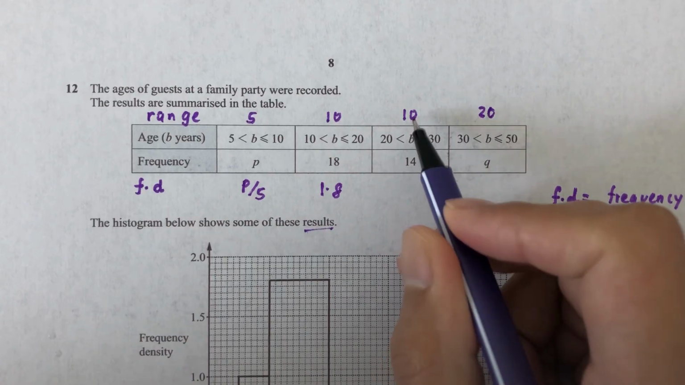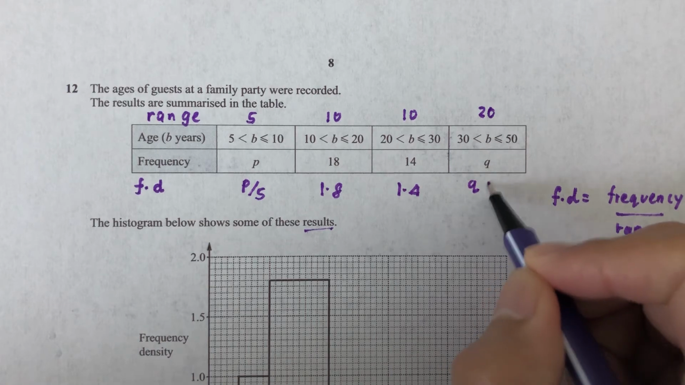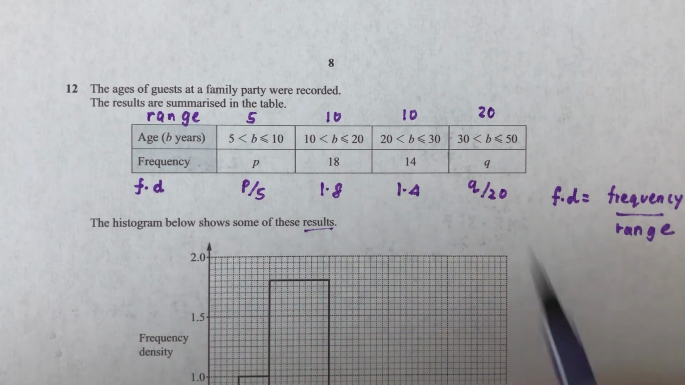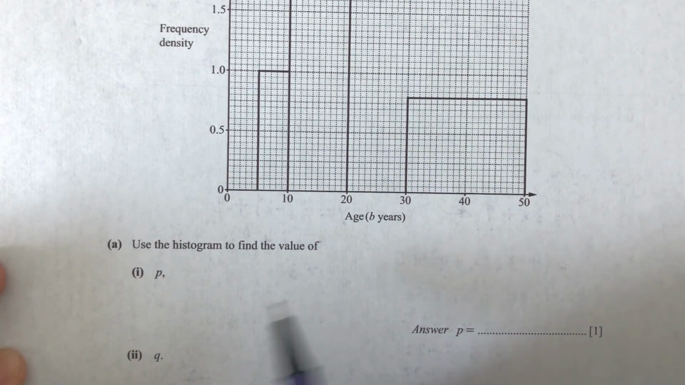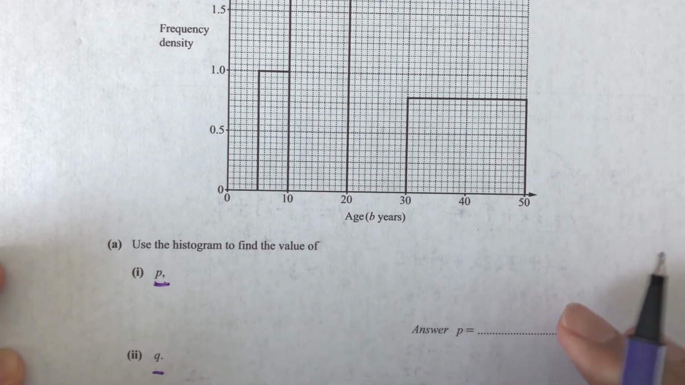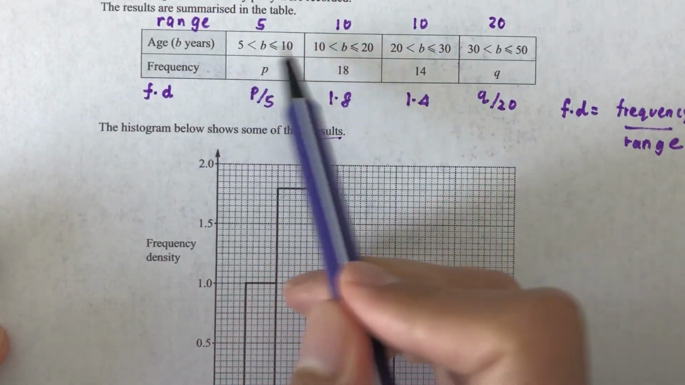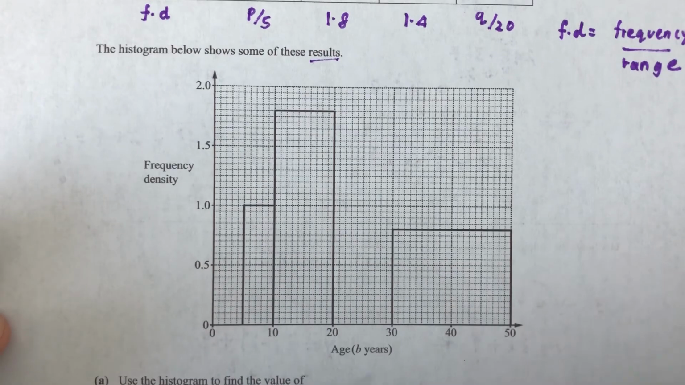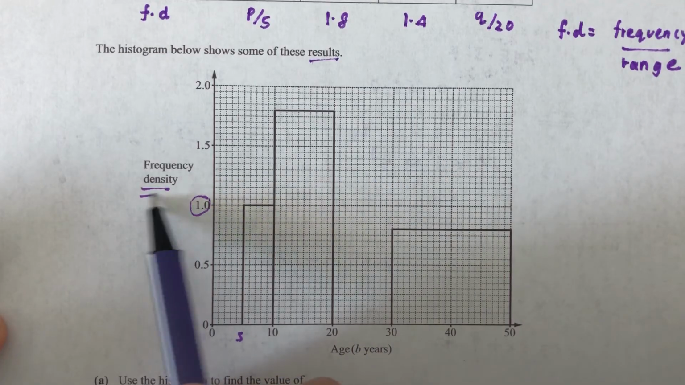14 divided by 10 will be 1.4, and this one will be Q divided by 20. That's the frequency density. Okay, so question number 1 is use the histogram to find the value of P and the value of Q. So for the value of P, we can see that P is a range between 5 and 10. So we go on the graph, we see this is 5 and this is 10, and the value is 1. So the frequency density is 1.